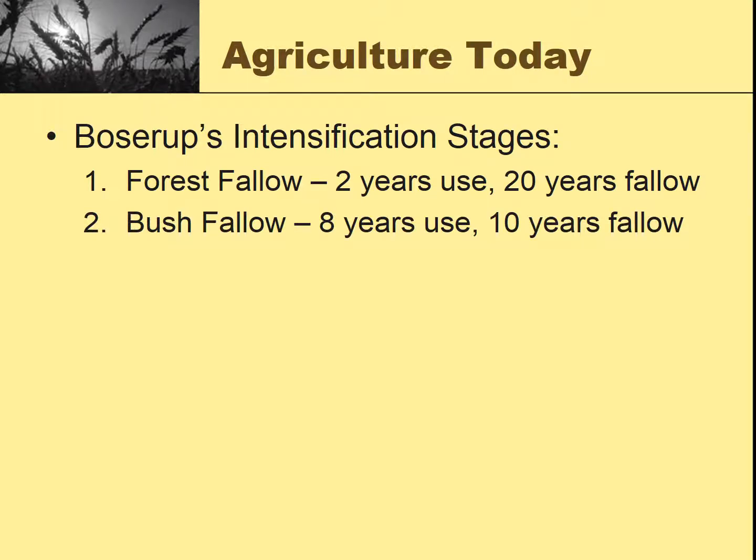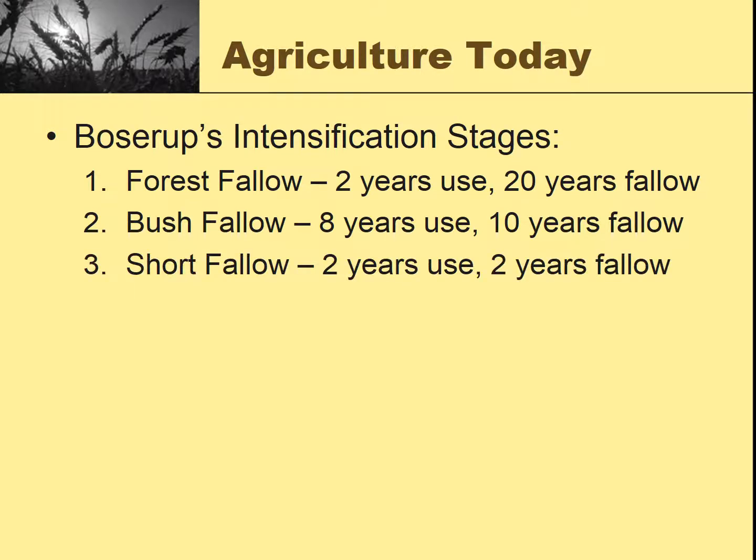Then we have bush fallow, where instead of just 2 years of use, we get 8 years of use out of a particular agricultural plot, and then 10 years of fallow. Then we have the short fallow, so you're seeing we're planting for longer and fallowing for shorter periods of time. This is the intensification that Boserup is referencing. So in short fallow, we have 2 years of use and just 2 years of fallow.